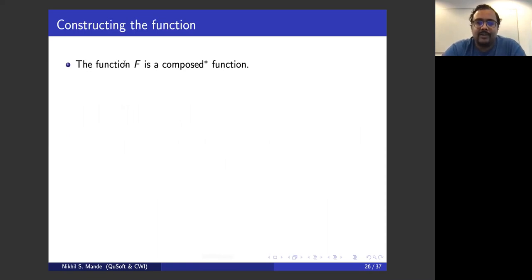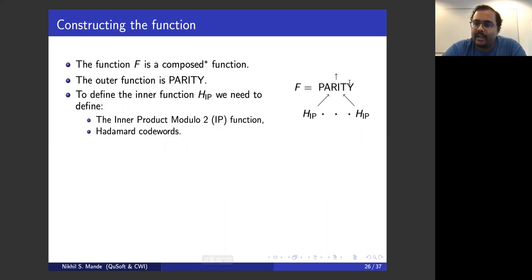Okay, so now let's get to the construction of the function. It's like a composed function. It's not quite a composed function. I'll explain why. So the outer function is a parity on m input bits. And the inner functions are HIP. HIP denotes Hadamardized IP, I guess. And I'll define what that means soon enough.